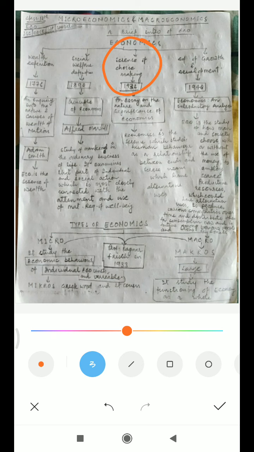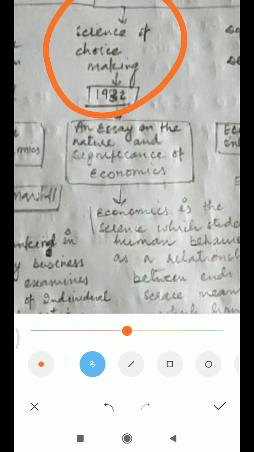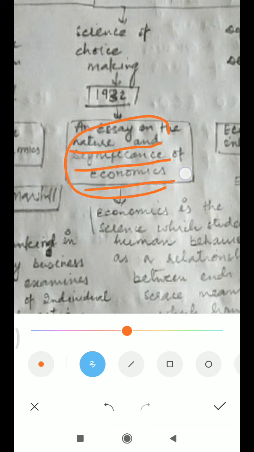In 1932, an economics professor, Lionel Robbins, gave a new definition, a new approach to economics. He wrote a book, and the name of that book is An Essay on the Nature and Significance of Economic Science. That is the name of the book of Professor Lionel Robbins.